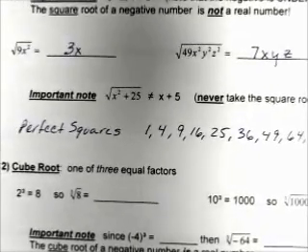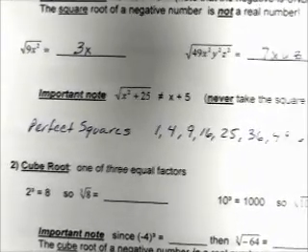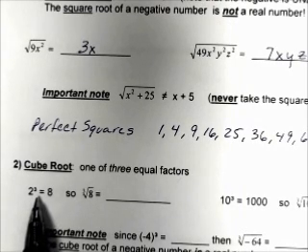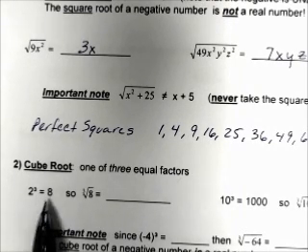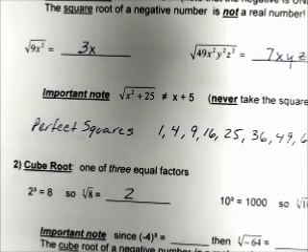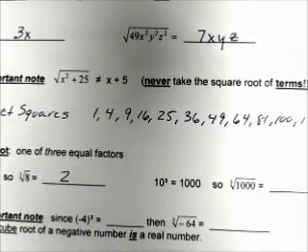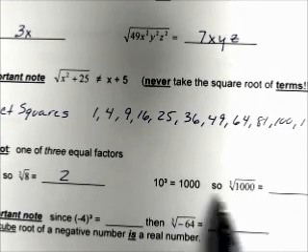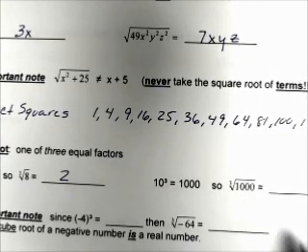Next, cube root. Cube root is one of three equal factors. 2 to the third, that would be 2 times 2 times 2, is equal to 8. So the cube root of 8 is equal to 2. 10 to the third is equal to 1,000. So the cube root of 1,000 is 10.